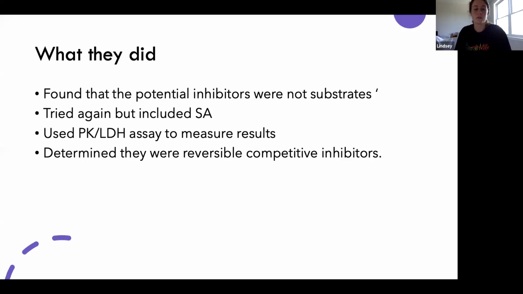And then they determined that all of them were reversible competitive inhibitors, which basically just means that when they're there, they inhibit, and then once they're removed, enzymatic activity continues as normal.